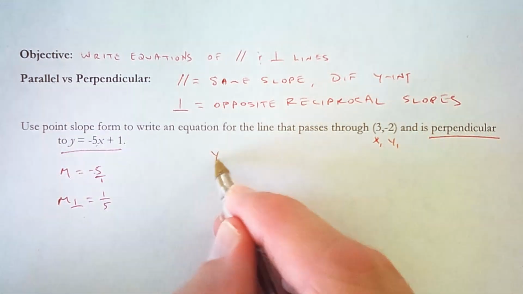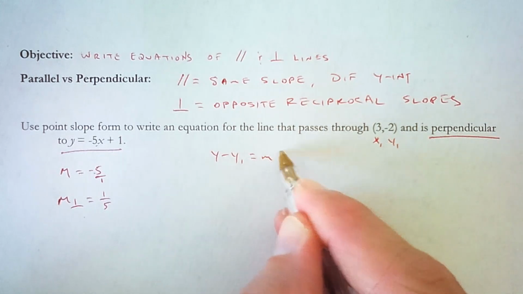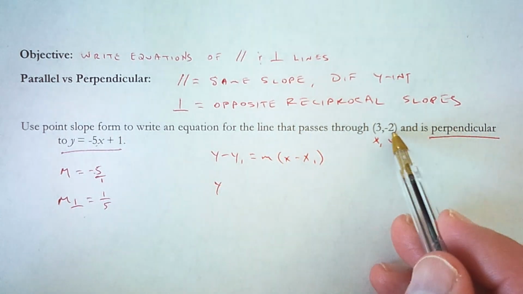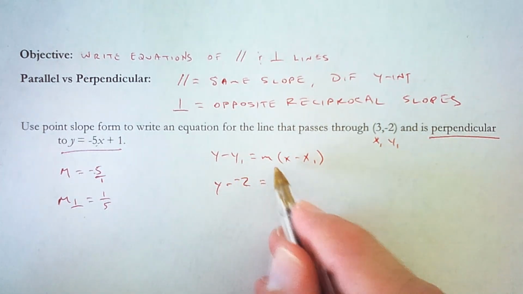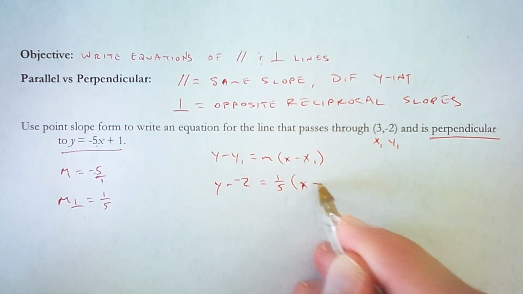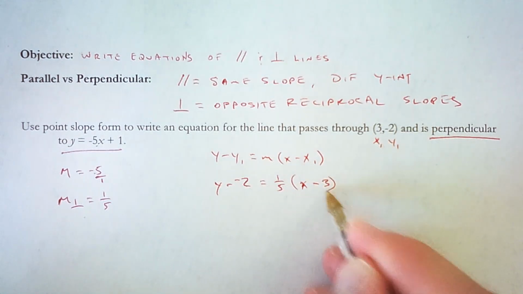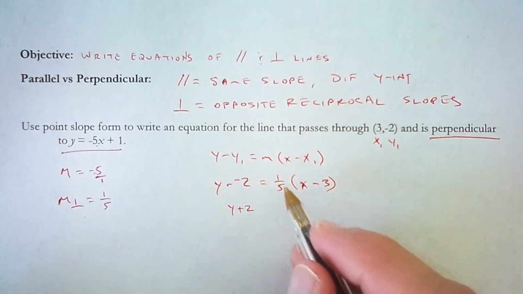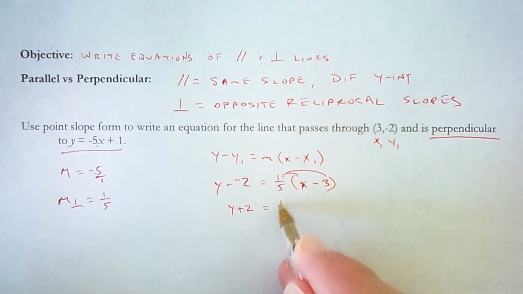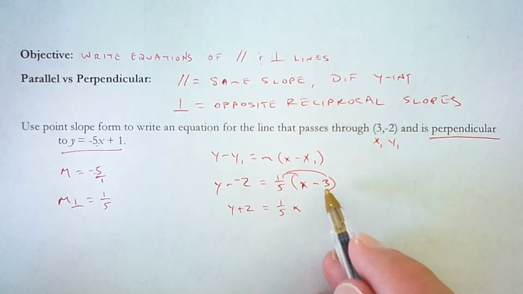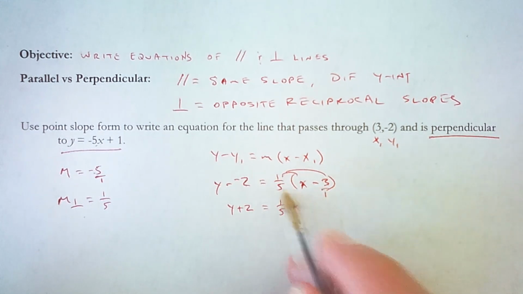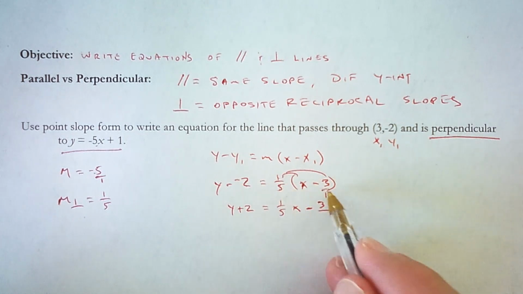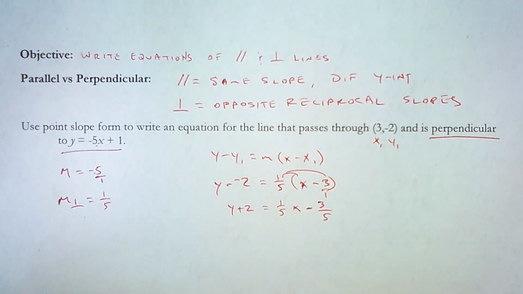So using point slope form, y minus y1 equals m times x minus x1, I've got y minus -2 equals m, 1/5, times x minus x1, which is 3. So that's really y plus 2 because it's minus negative, and I'll distribute that 1/5 equals 1/5 x. And let's just put that over 1. So I've got positive times negative, that's negative. 1 times 3, and 5 times 1, so -3/5.